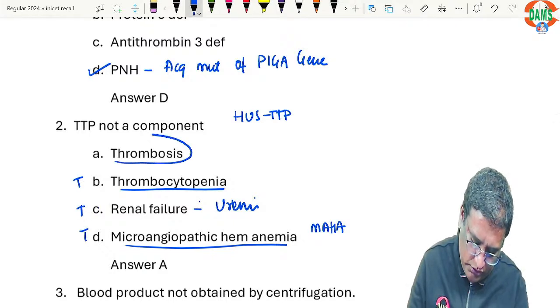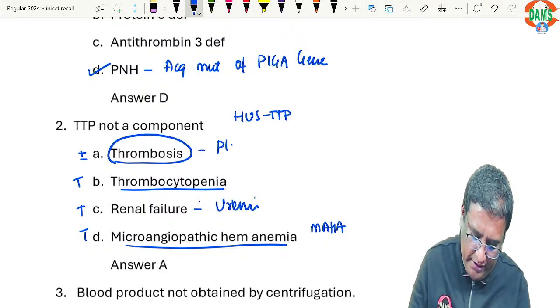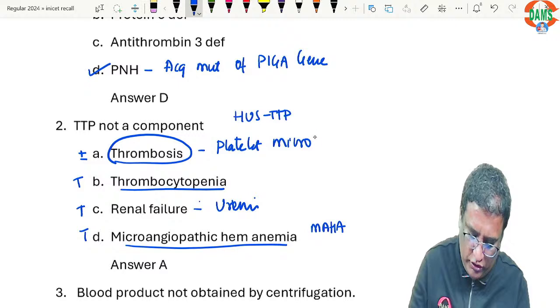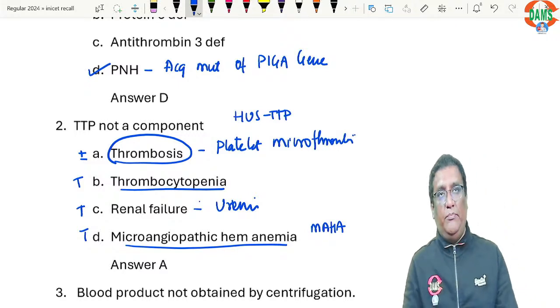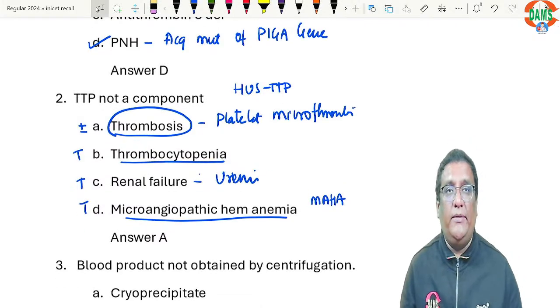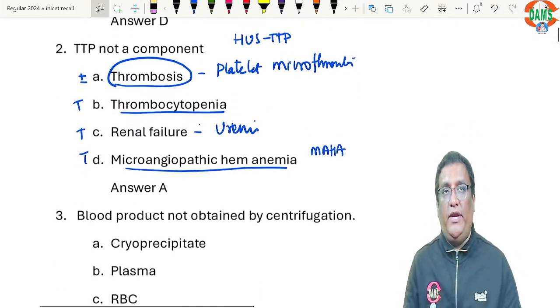The answer is thrombosis, so the answer to this will be plus minus. There will be platelet microthrombi seen, not fibrin thrombi. Platelet microthrombi can be seen in TTP, HUS-TTP, hemolytic uremic syndrome, thrombotic thrombocytopenic purpura.